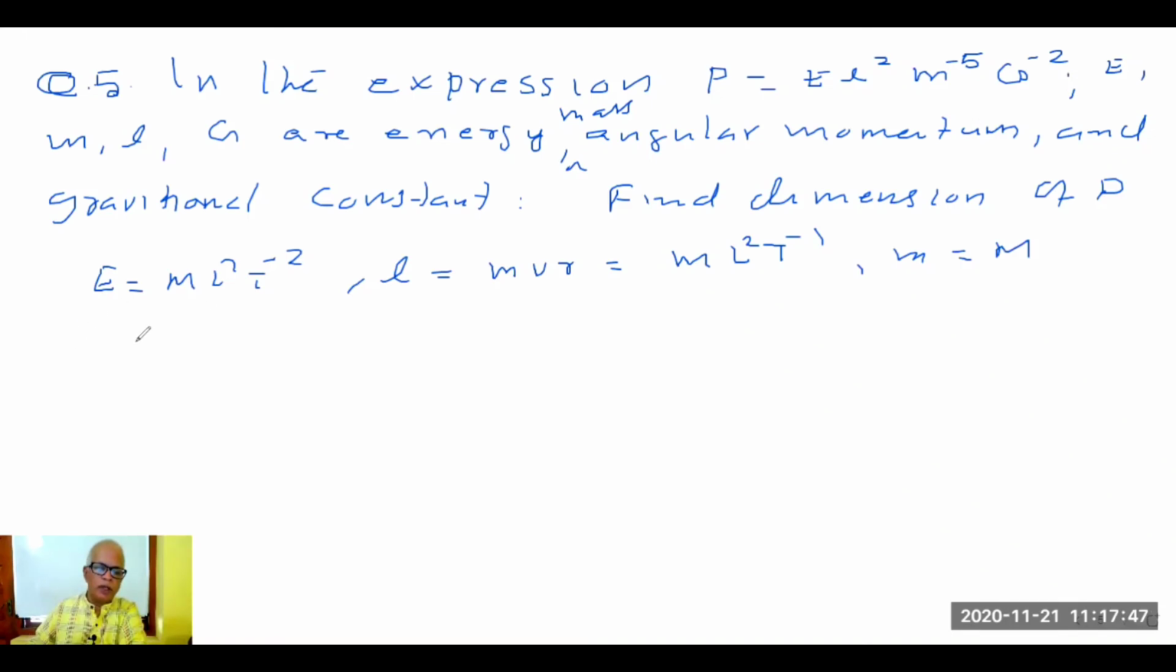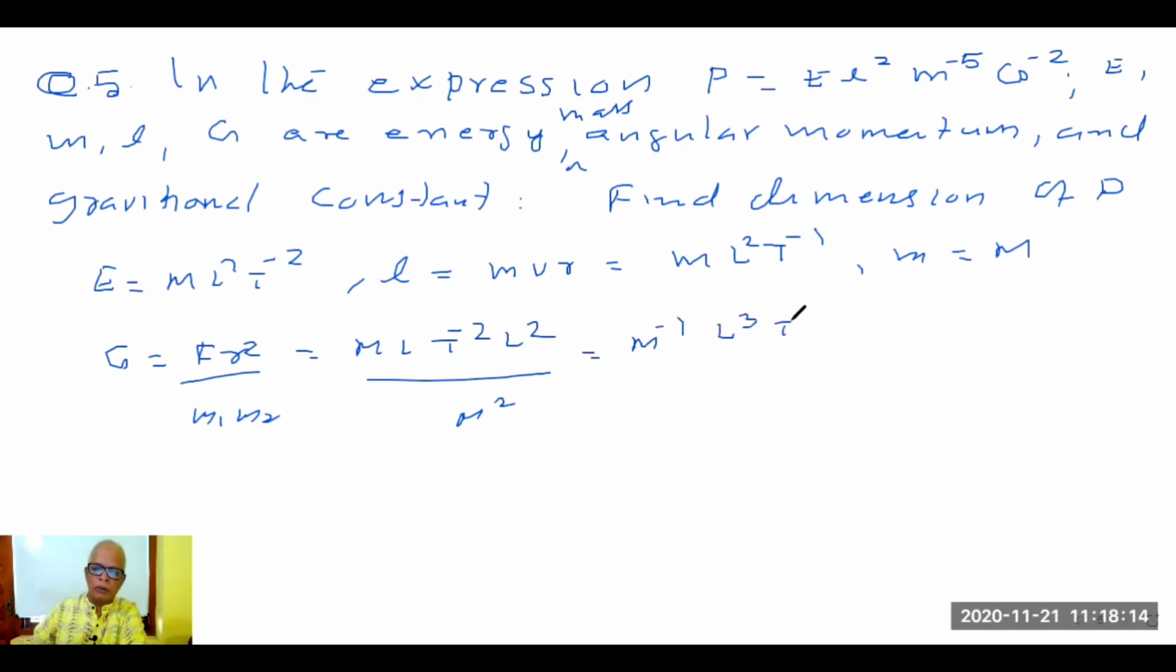What is G? G is equal to F R square divided by M1 M2. If you don't remember, it means M L T minus 2 into L square divided by M square. So M minus 1 L cube T minus 2 is the dimension of G. Now put these values here.